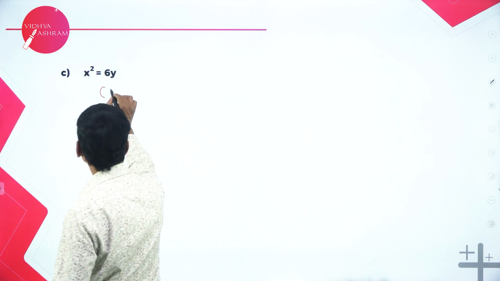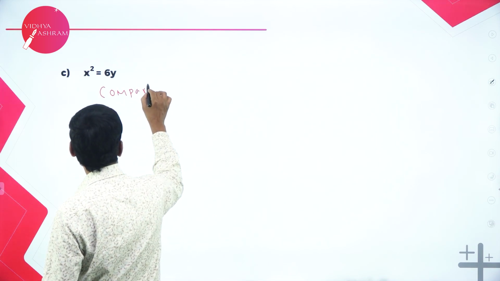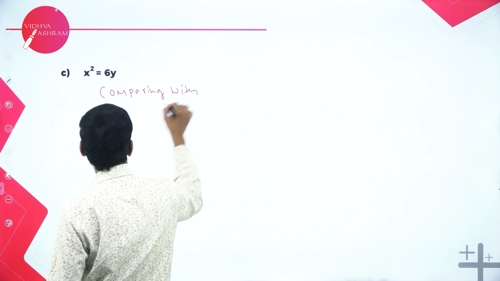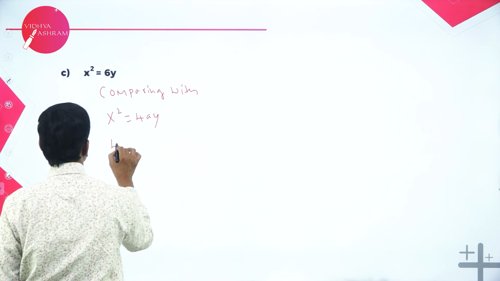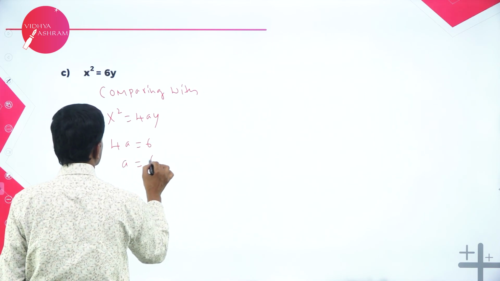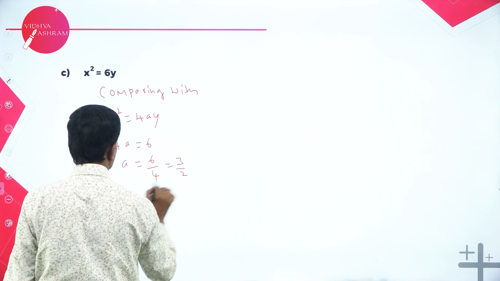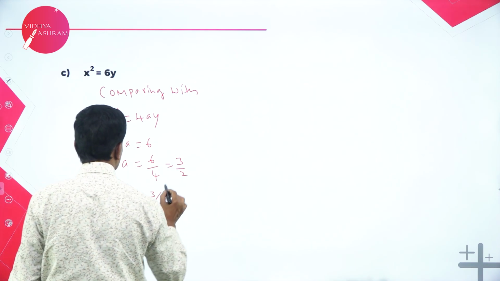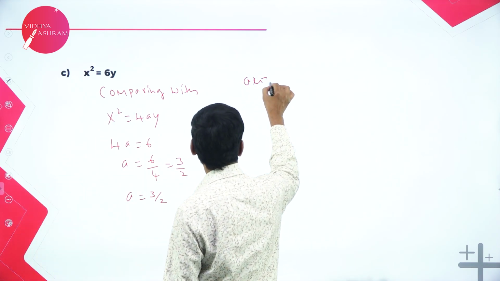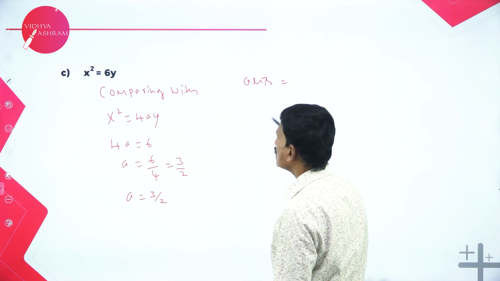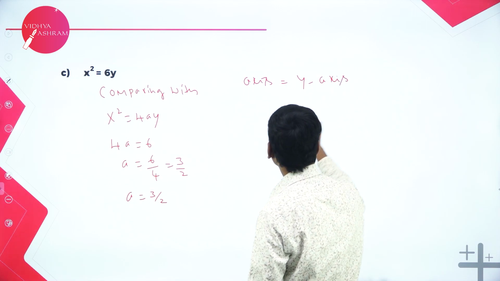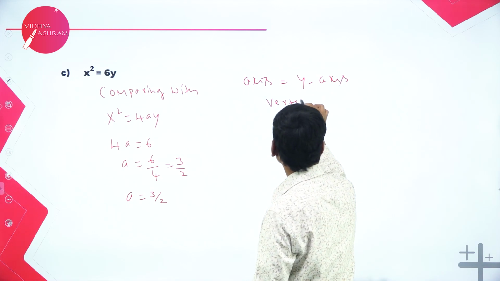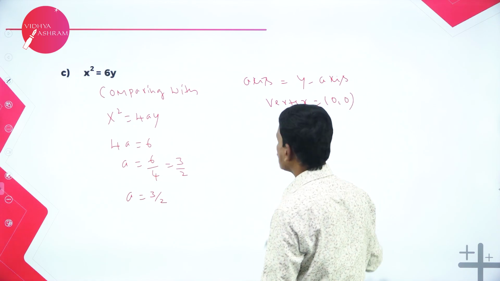x square is equal to 6y. Now comparing with x square is equal to 4ay, here 4a is equal to 6, a is equal to 6 by 4, that is 3 by 2. A is equal to 3 by 2. Now, since this is x square is equal to 4ay, the axis of the parabola is the y-axis, and the vertex is 0 comma 0.